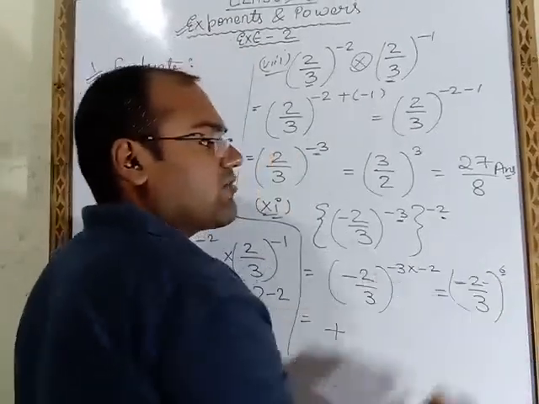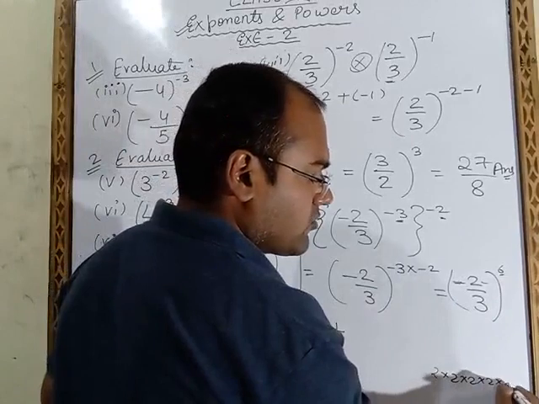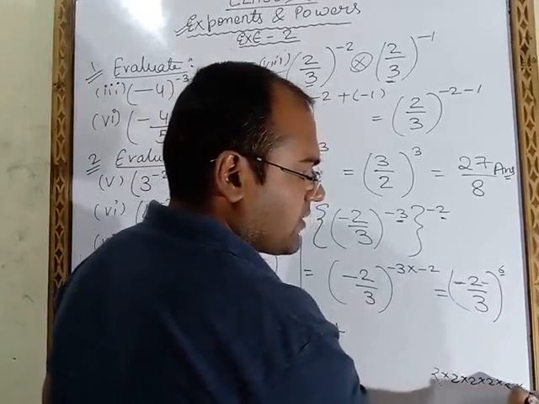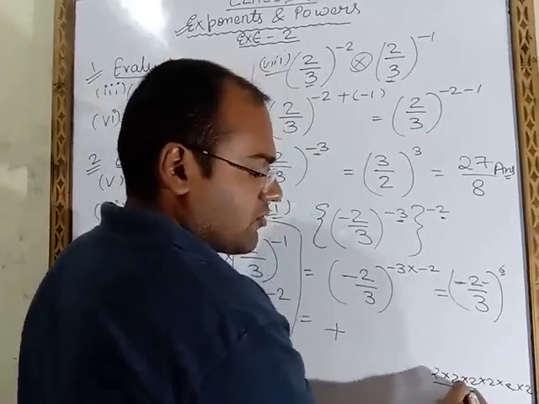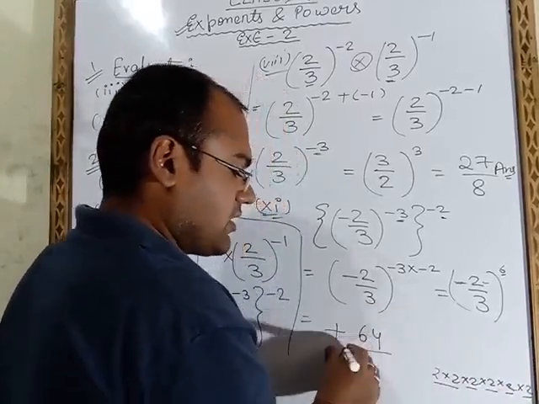Now this 2 we have to multiply 6 times. 2 into 2 into 2 into 2 into 2. 1, 2, 3, 4, 5, 6. 2 2s are 4. 4 2s are 8. 8 2s are 16. 16 2s are 32. 32 2s are 64. Upon.